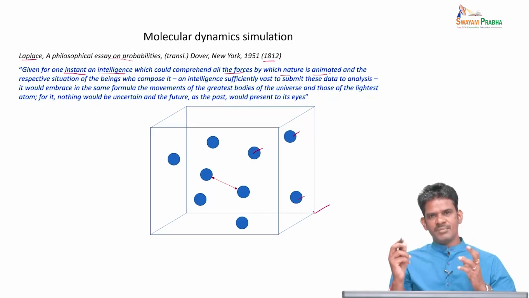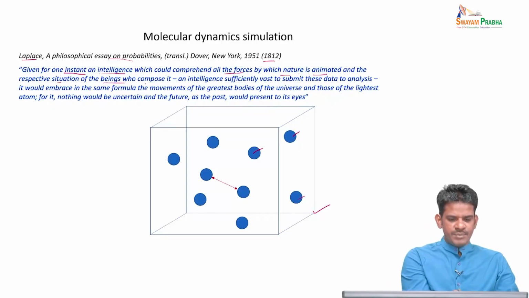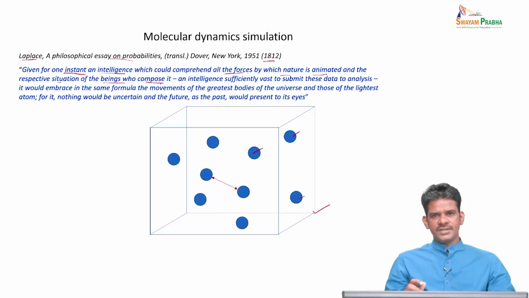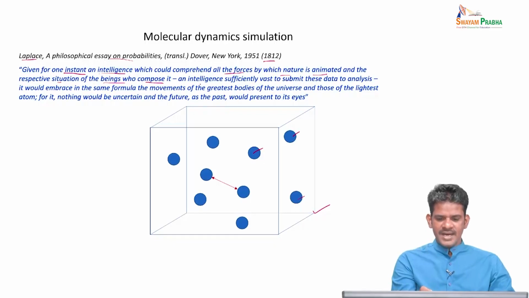So you're looking at some sort of intelligence. He is not using the word computer or any other daemon. He's talking about some intelligence which can understand all the forces acting in nature, by which nature evolves in time, and the respective situation of the beings composing it. That means whatever nature is composed of, atoms and molecules, if this intelligence can comprehend where these atoms and molecules are and what forces act between them, and that intelligence is sufficiently vast to submit these data to analysis.